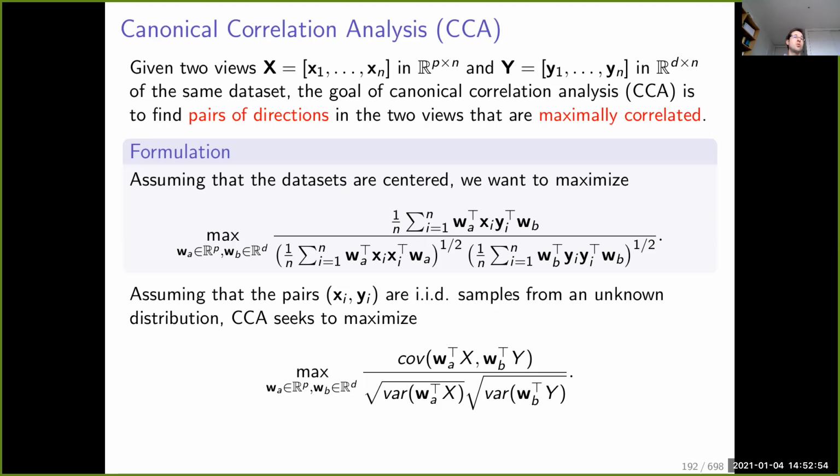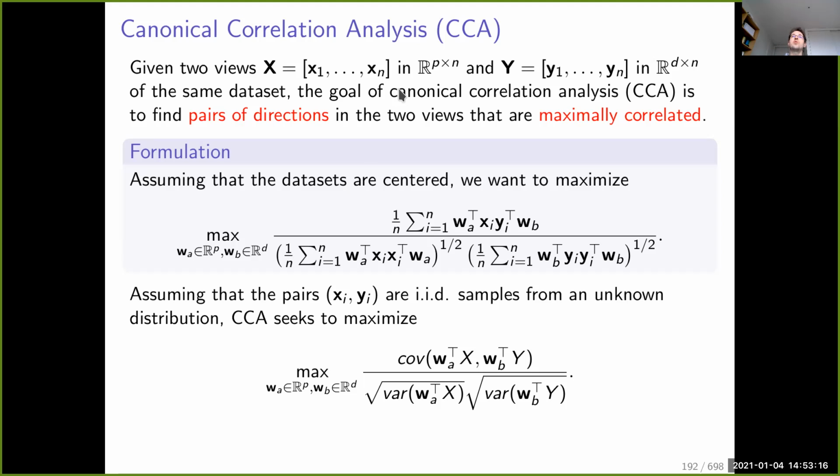And there is a natural way to formulate it. So this is the classical way. So you assume that the data sets are centered. Okay, it's something we always do for PCA because the concept of directions is more useful if the data is centered at 0.